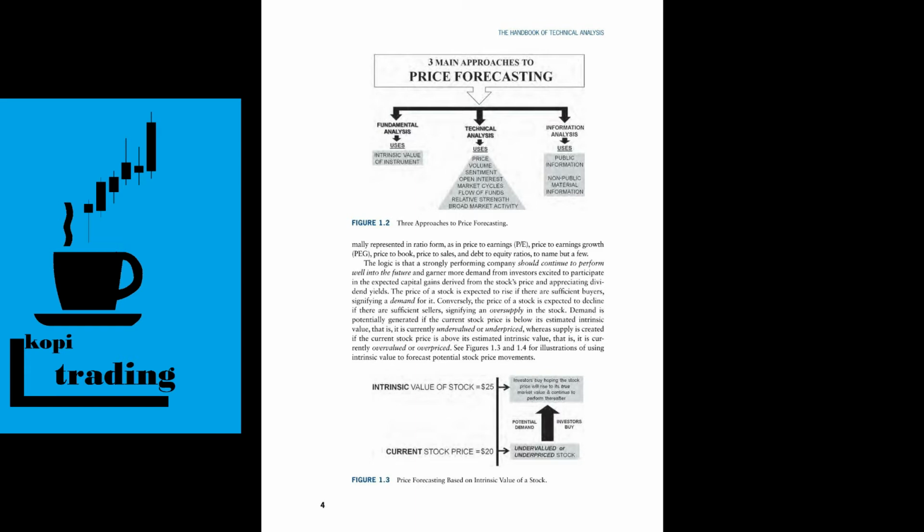stock. Demand is potentially generated if the current stock price is below its estimated intrinsic value, that is, it is currently undervalued or underpriced, whereas supply is created if the current stock price is above its estimated intrinsic value, that is, it is currently overvalued or overpriced. See Figures 1.3 and 1.4 for illustrations of using intrinsic value to forecast potential stock price movements.